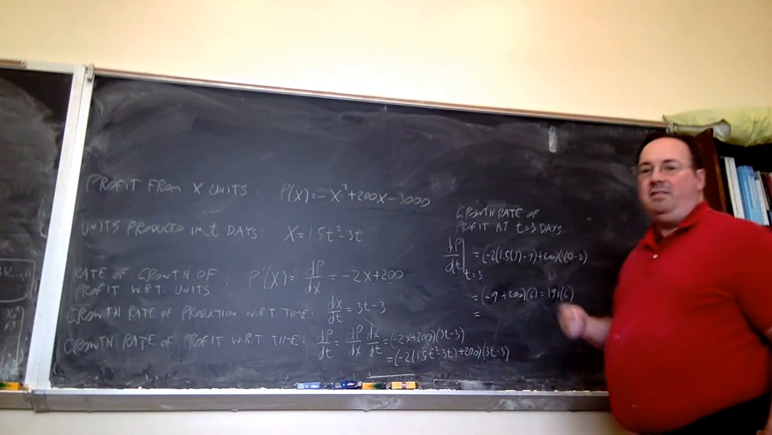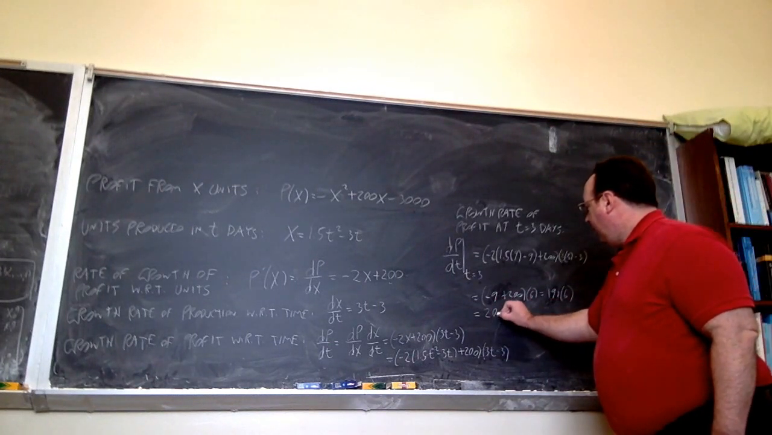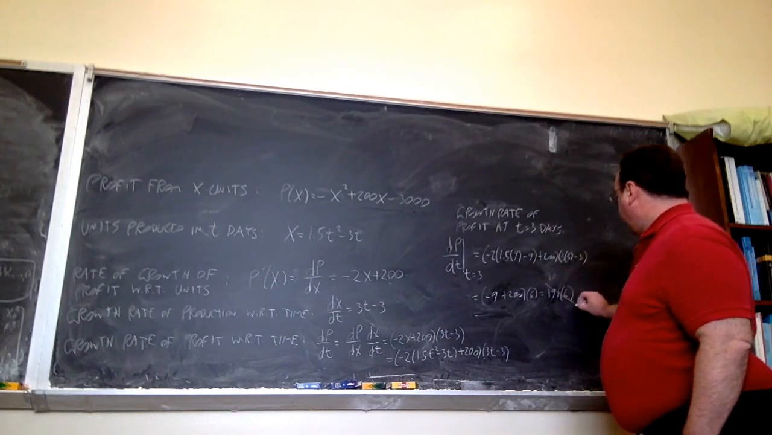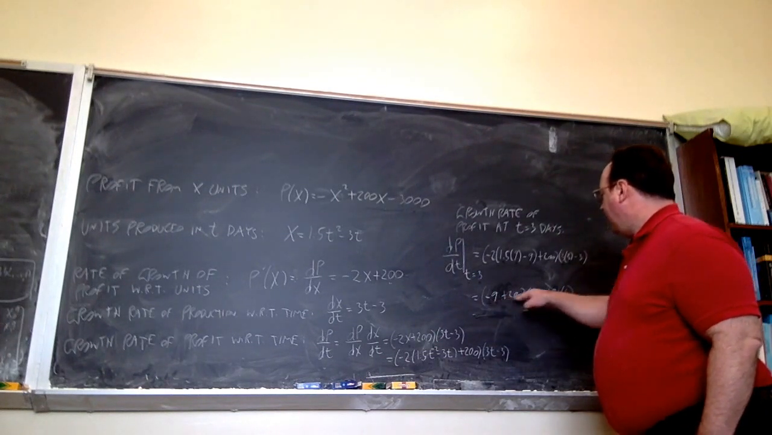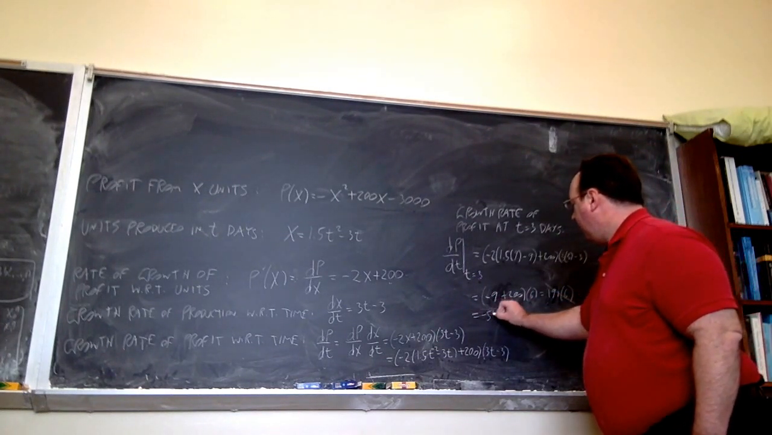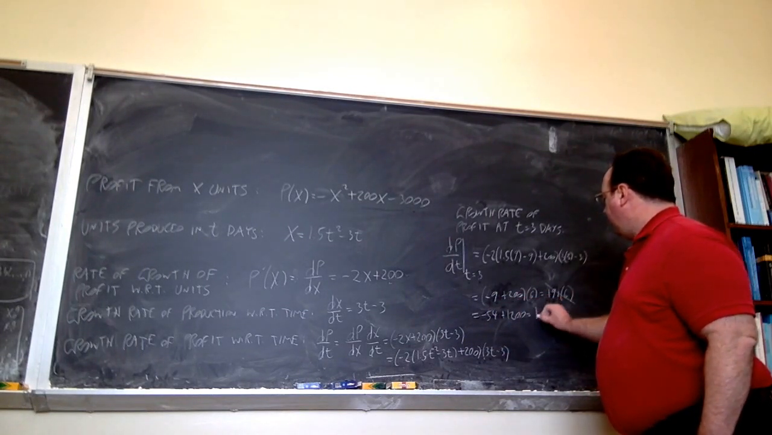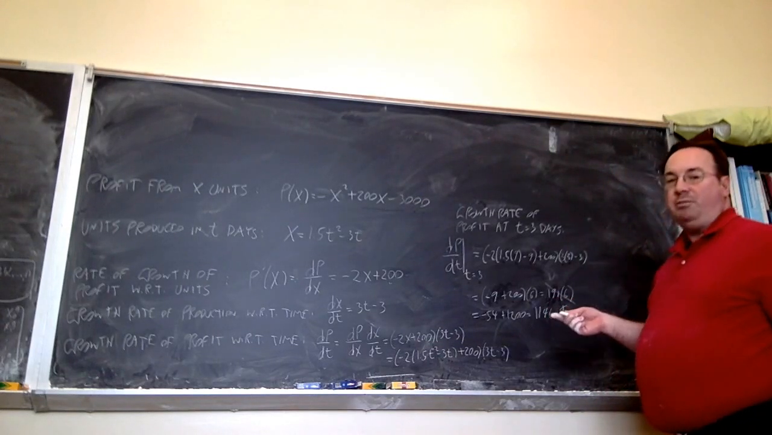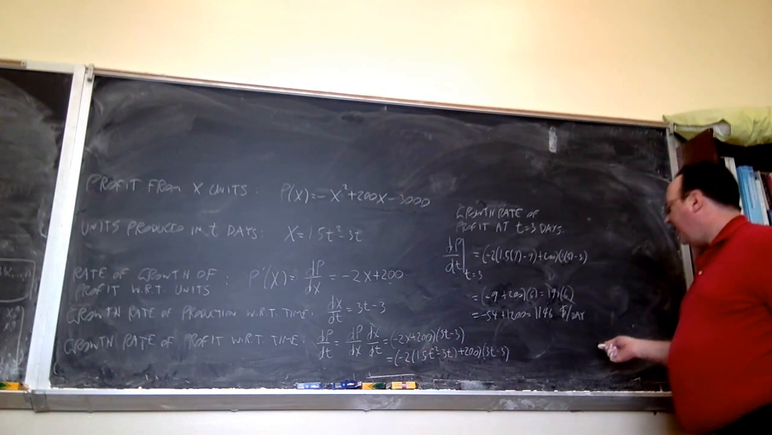Now, yes, normally you would run to your calculator at this point, but it's easier to figure out if I work it out this way. So that would be minus 9 times 6, that's minus 54, plus 200 times 6, that's 1,200. So that would be $1,146, assuming profit is measured in dollars per day, because t is using units of days.